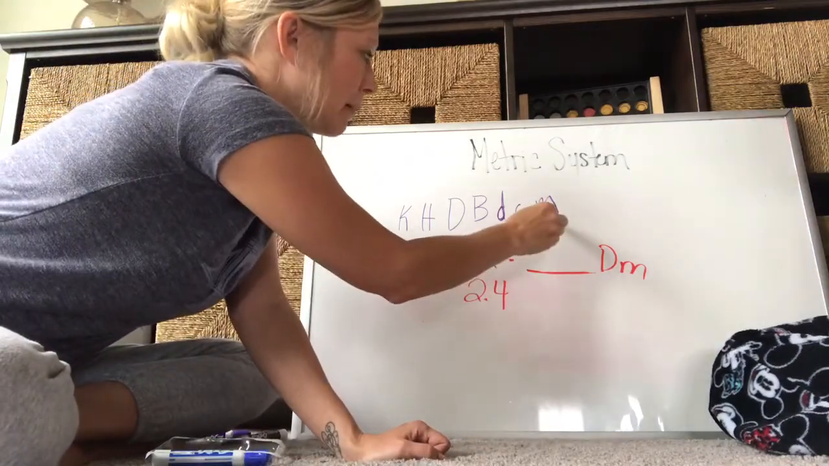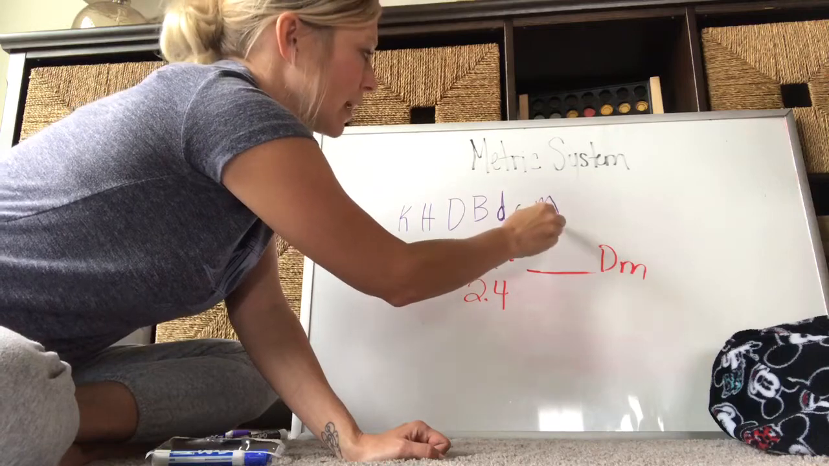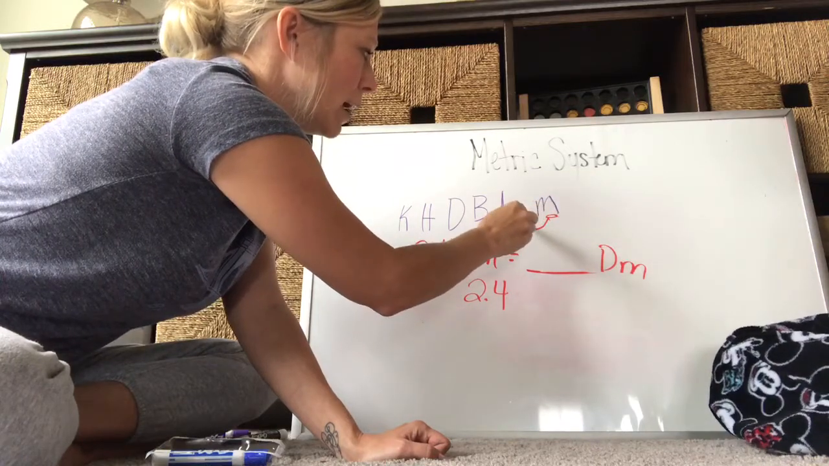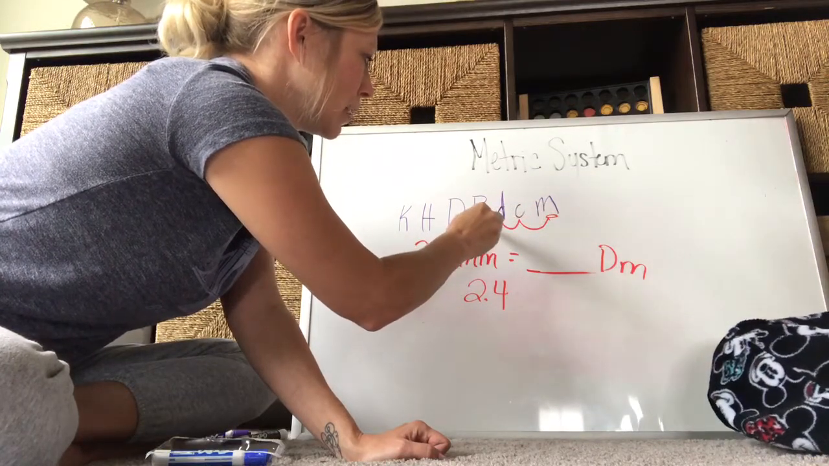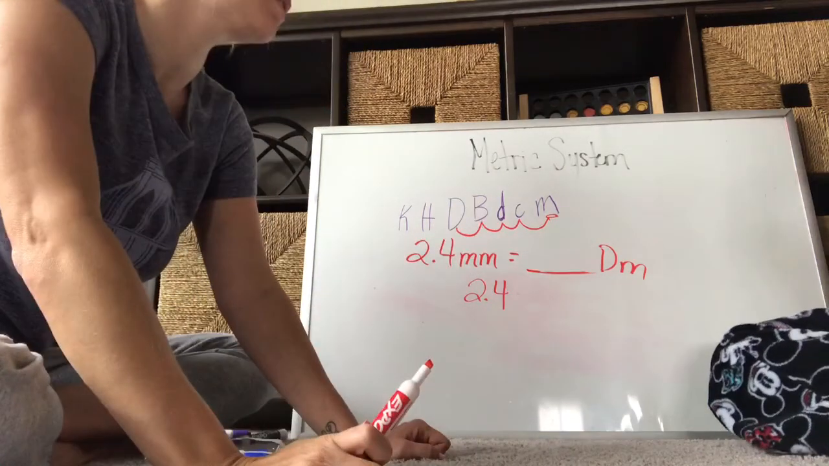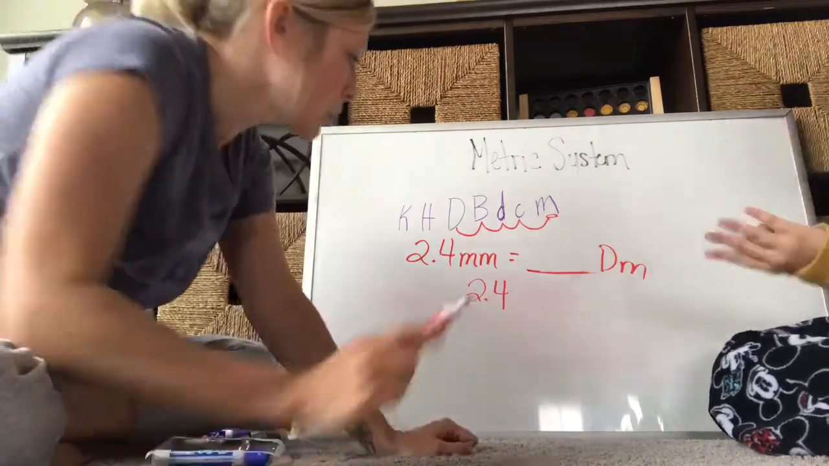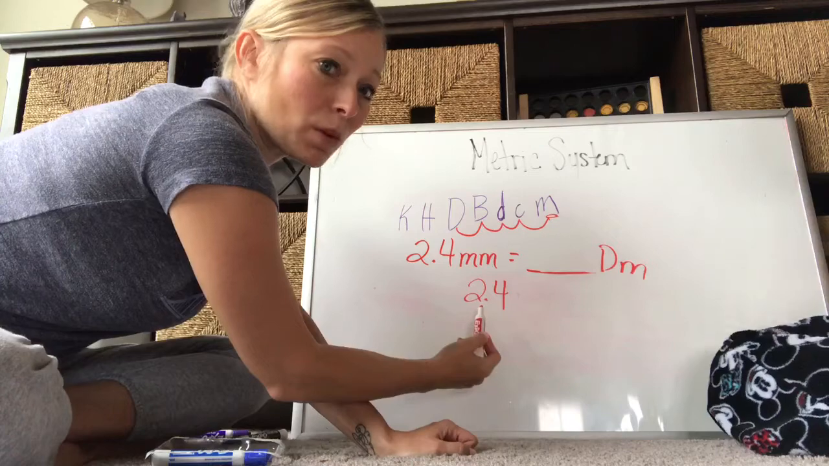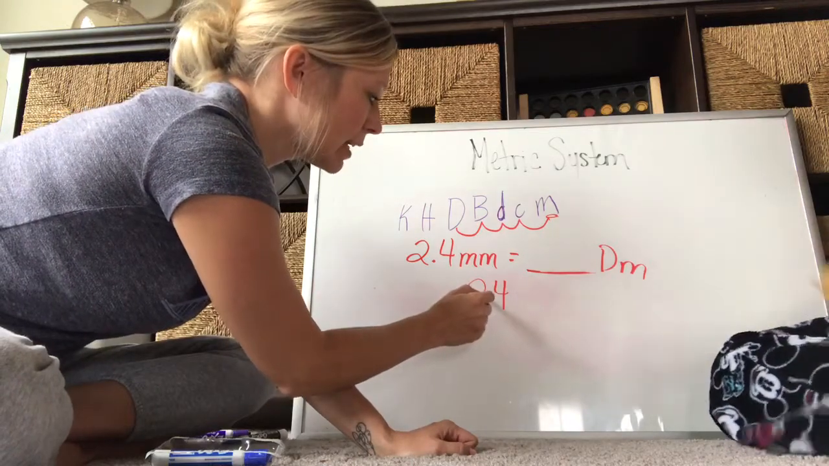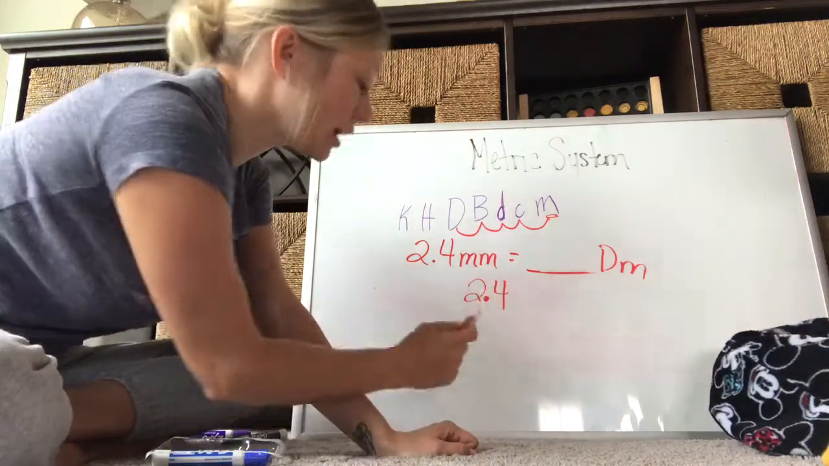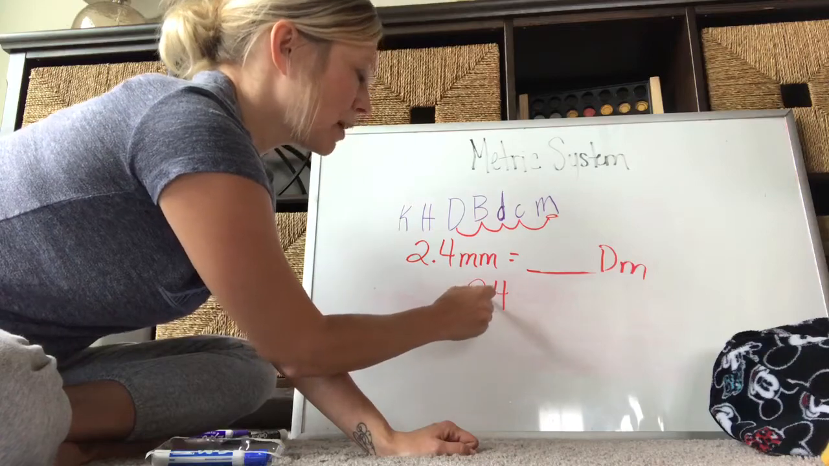So we're going to count how many hops that is. We start on the M and count the hops. One, two, three. How many hops, Rach? Four hops. So I already have a decimal. Since my decimal is already here, that's where I'm going to start hopping. So I put my marker on my decimal.